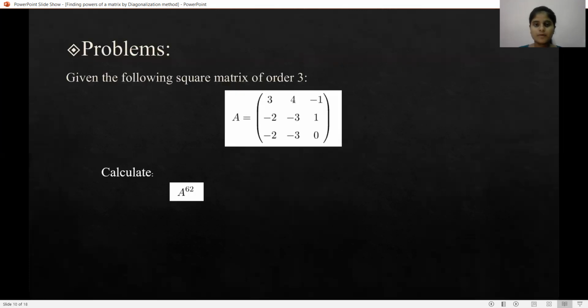Let us see a problem by which we can diagonalize the matrix. Here is the following square matrix, which is of order 3: A is equal to [3, 4, -1; -2, -3, 1; -2, -3, 0]. Let us calculate a higher value rather than 5 or 10. Let's calculate A to the power 62.